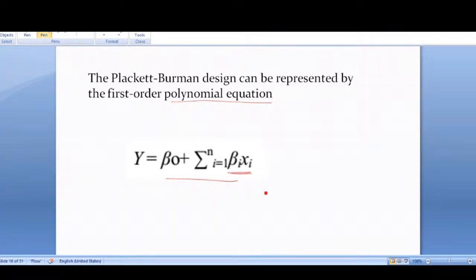Our objective is to develop a model which should have an R square value of more than 0.95. Then the F value and P value should be as per the design. The P value should be less and the F value should be high. Yeah.